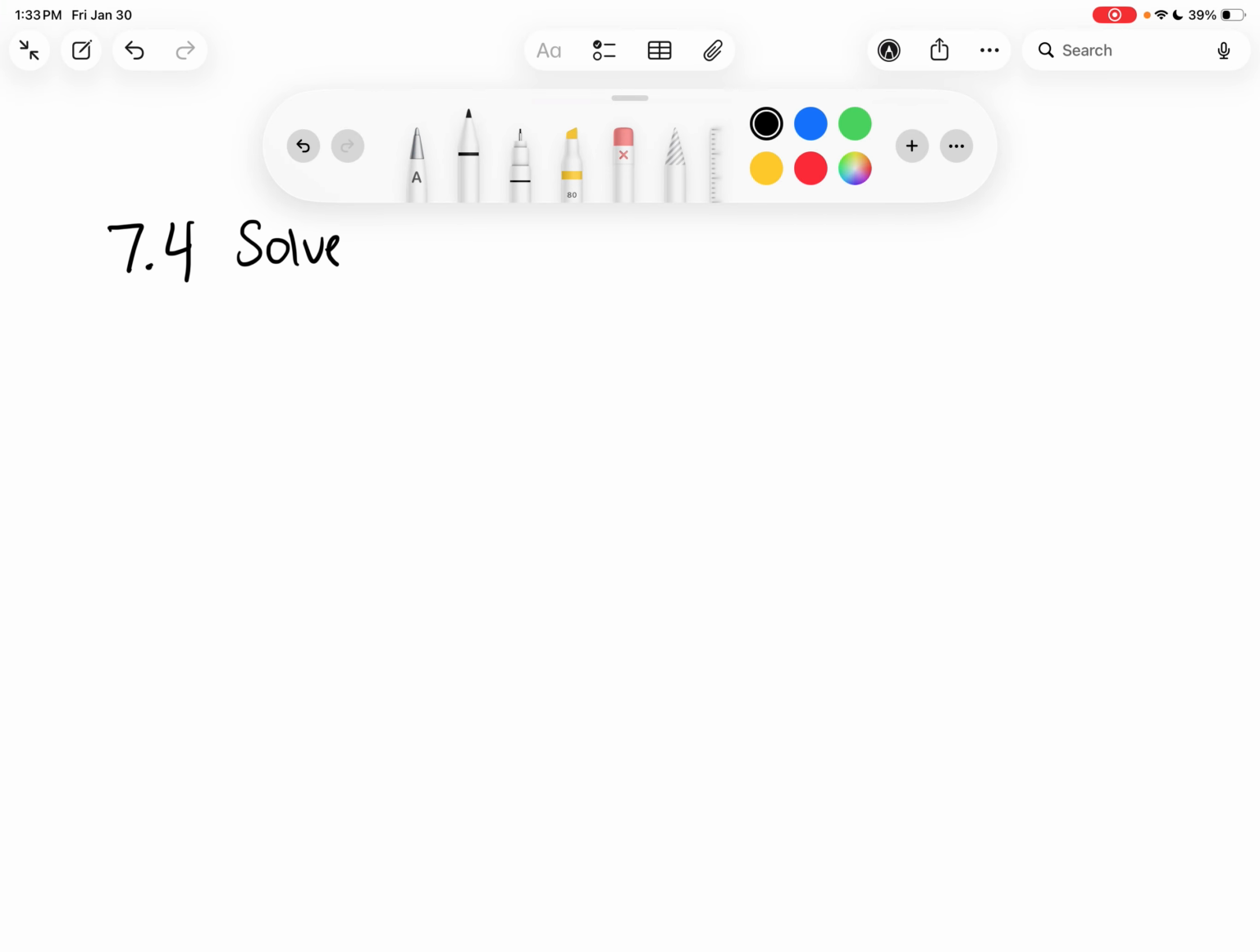7.4, solve linear systems by multiplying first. So same method as yesterday. It's just instead of us multiplying by like a -1, we'll now possibly have to multiply by some other numbers instead.